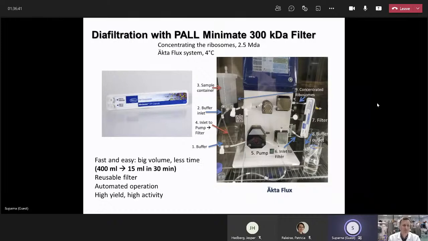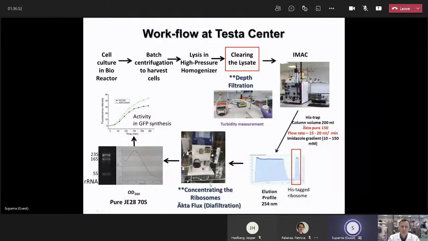No problem. So basically, this is the great advantage that the same filters one can use to concentrate and also to change buffer. And then you can see that we purified the ribosomes. These are the typical ribosomal RNA bands on agarose gel. Further, they checked the activity, in synthesizing green fluorescent protein, and it was very high.